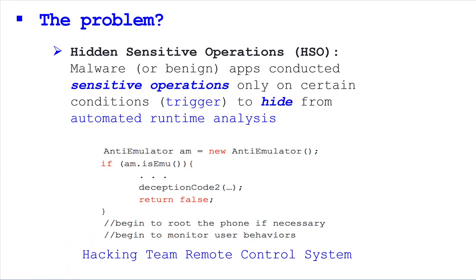And this is a code snippet from the Hacking Team remote control system. Hacking Team is a professional spyware provider for government agencies across the world. And in the summer of 2015, Hacking Team was hacked, and their software was posted online. In this code snippet, we can find that the Hacking Team application will try to determine whether it is running in an emulator. If so, it will simply return. If not, it will try to root the user's phone, begin to monitor user behaviors, and send this information back to the server.